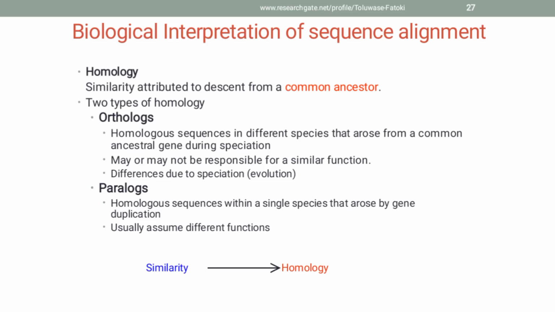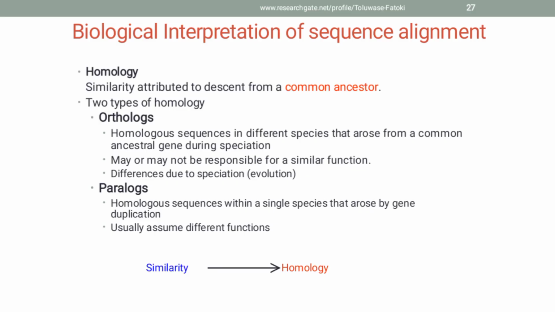So a particular parent gives birth to two children, and the two children go into different locations. As a result, their offspring adapted to the environment that they find themselves in. As a result of that, their behavior, their function, everything may no longer be the same. So that is about orthologs.